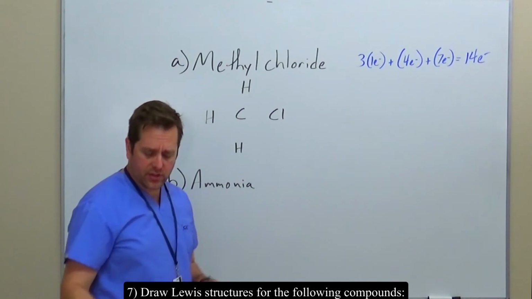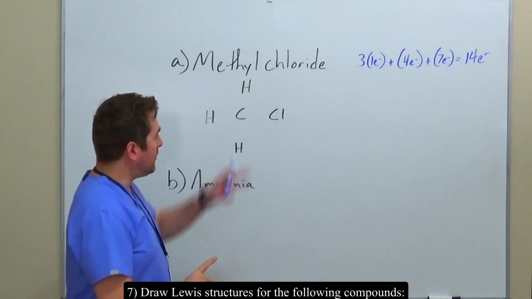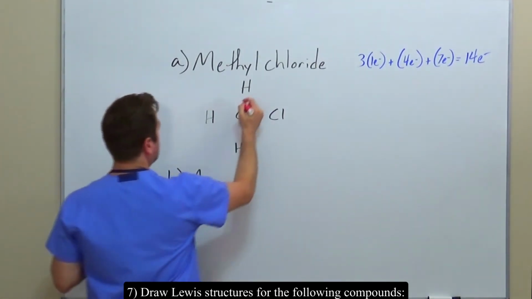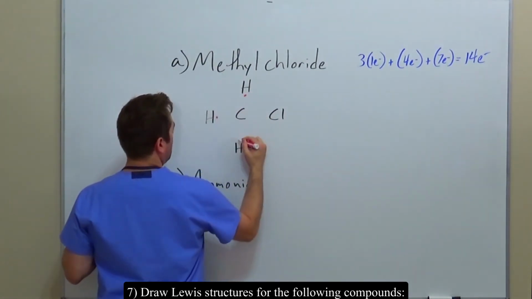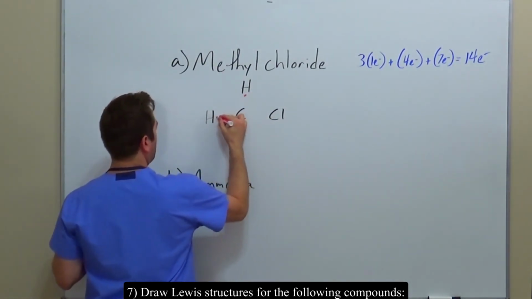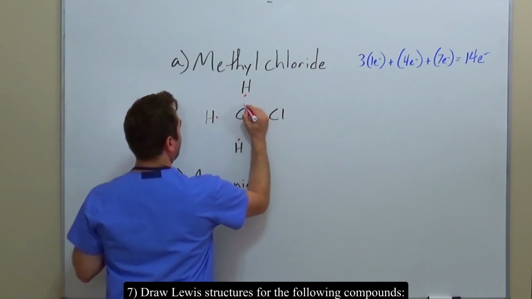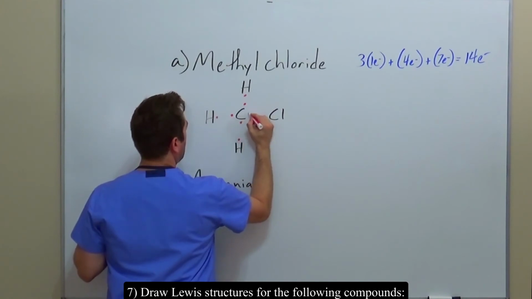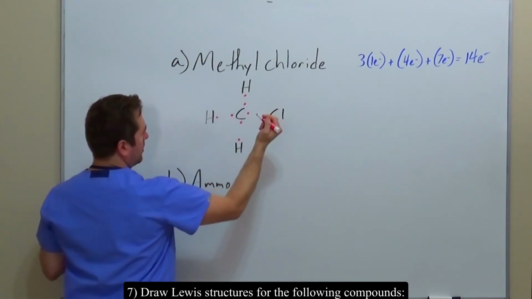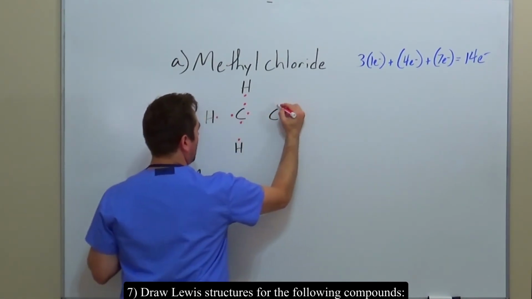Now I'm going to go forth and just add the individual valence electrons. I know that this hydrogen has that valence electron, this one has that one, this one has that one. Okay, that takes care of the hydrogens. Now the carbon. I need 4 valence electrons around the carbon. And then the halogen, which is chlorine, I need 7.